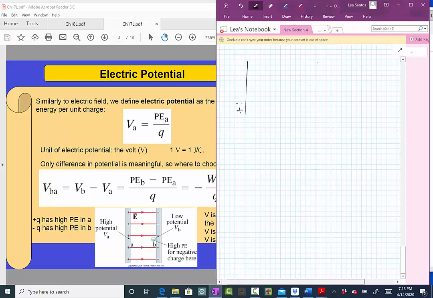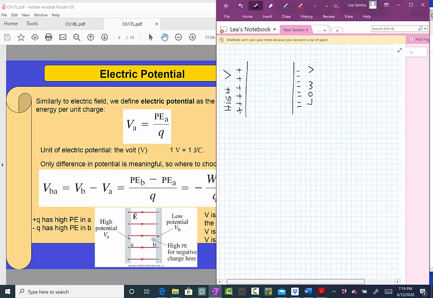Here I have a positively charged plate. Here, as we said, we have high potential, electric potential. On the other side, I have the negatively charged plate where we have low potential. Okay, very well. And now I'm going to start playing with a negative charge.